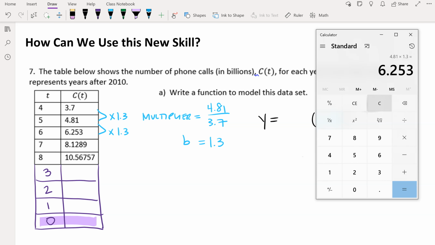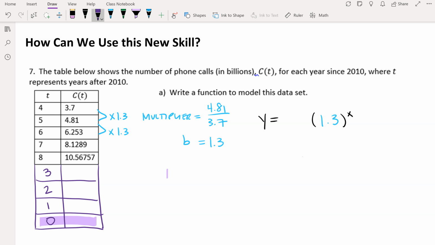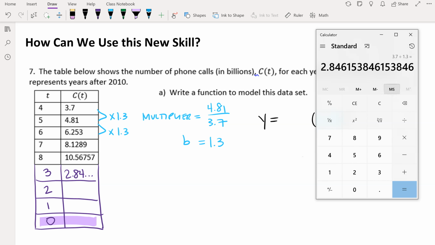So let's start with 3.7 and divide by the multiplier, 1.3. That gives me 2.846... This is a long number, and I don't want to cut off any decimals. So here's what I'm going to do. I'm going to write 2.84... in my table. I'm not going to cut off any decimals. I'm just going to keep dividing by my multiplier to get the next value. So let's divide by 1.3. See how I'm not cutting off any decimals? I don't want to round. Not yet. You don't round until the end.